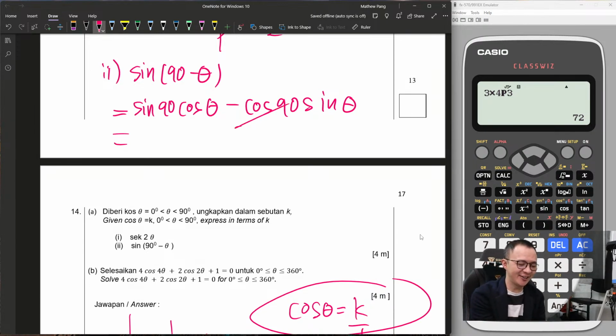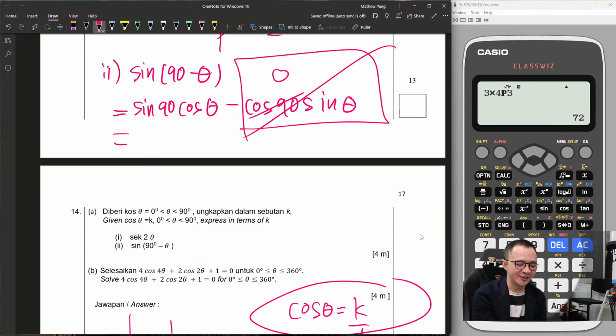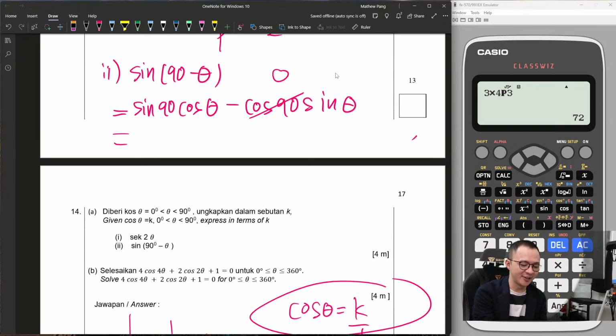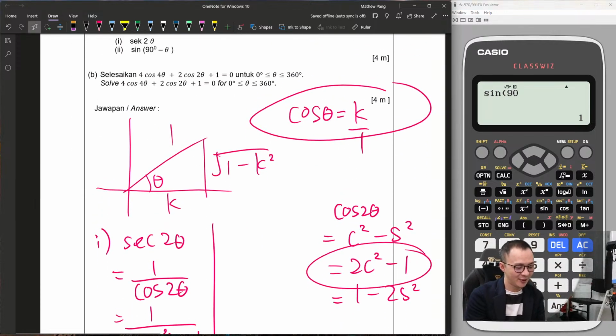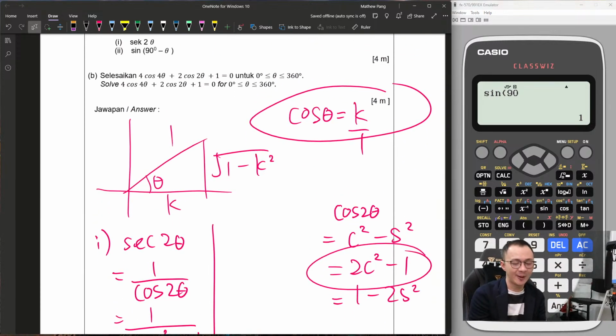Sine 90 degree is 0. Any value times 0 is 0. So ignore it. So this one is basically gone. So this one is sine 90 is 1. Cos theta is k. So the answer is just k. Is very easy. Okay. If just in case you might not believe me, you say, sir, maybe this Mr. Pang lied to me. So yeah, cos 90 is 0. I don't like to use sine 90 is 1. Okay, cool. Okay, then we go to the part B.